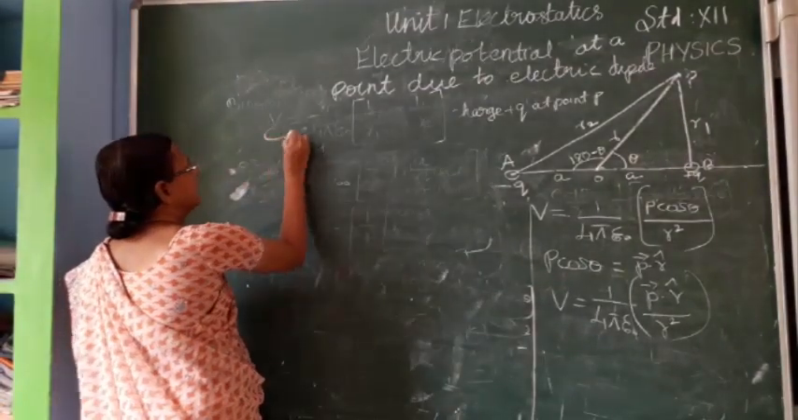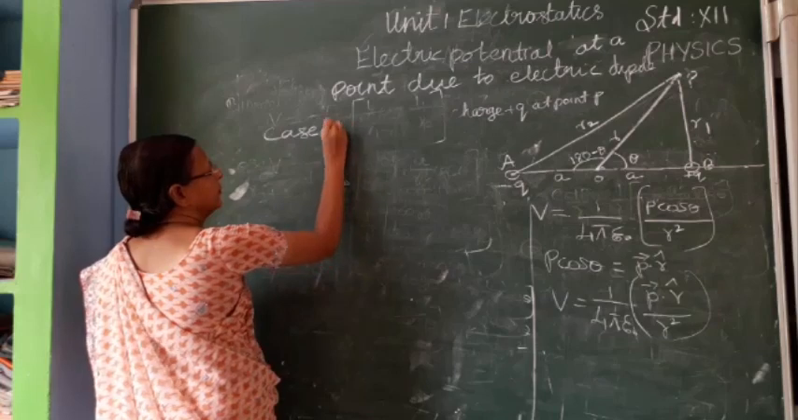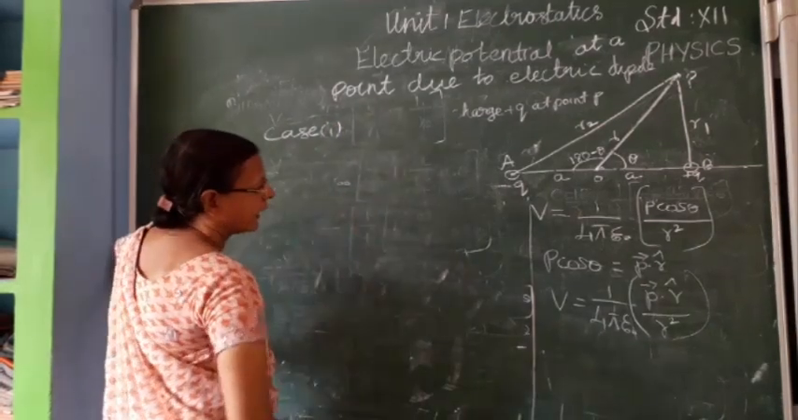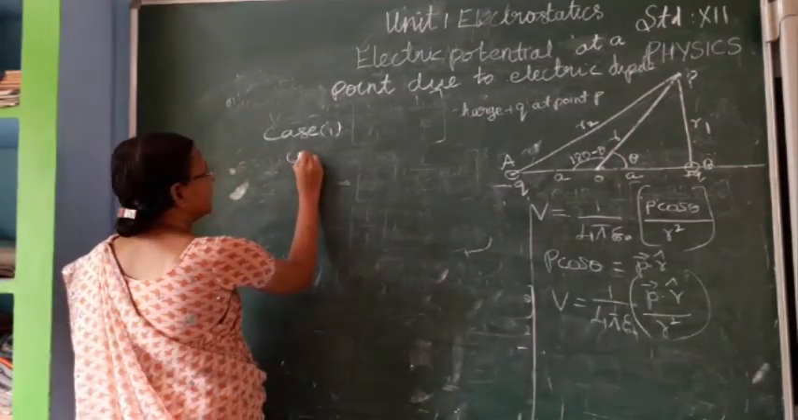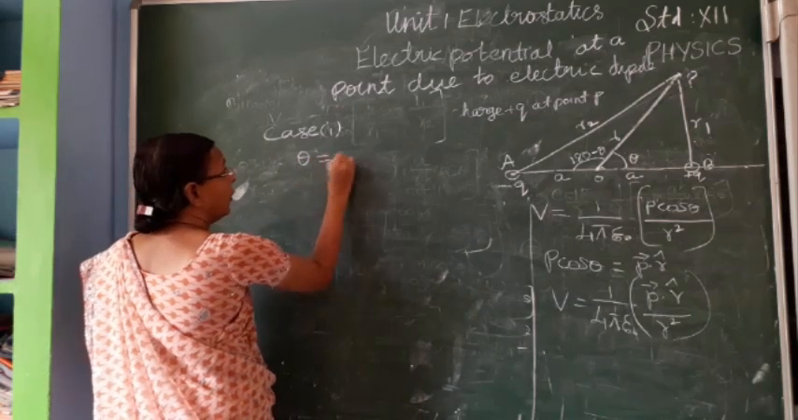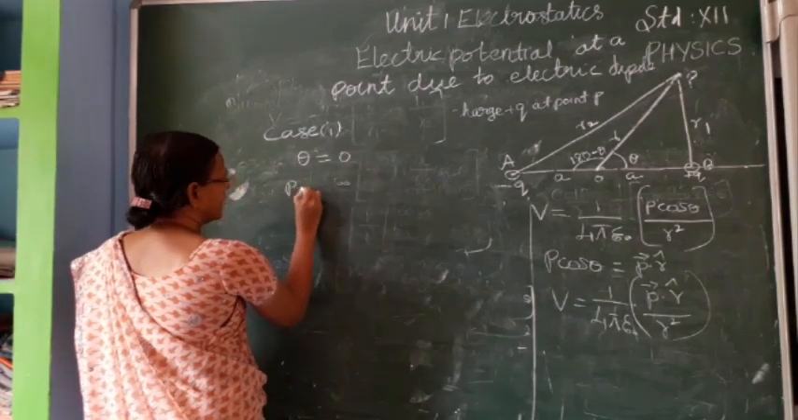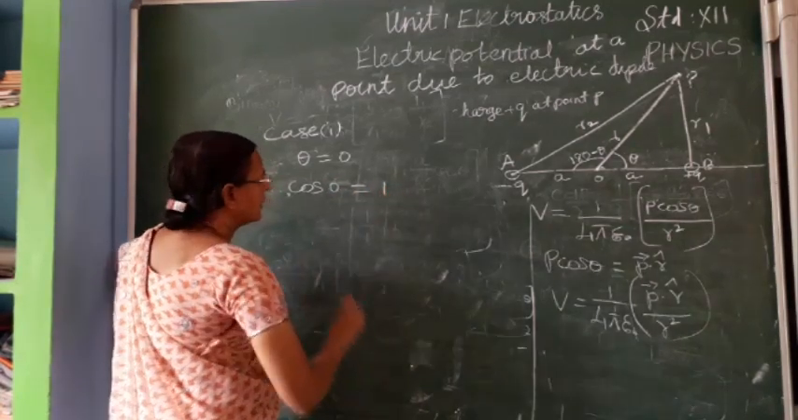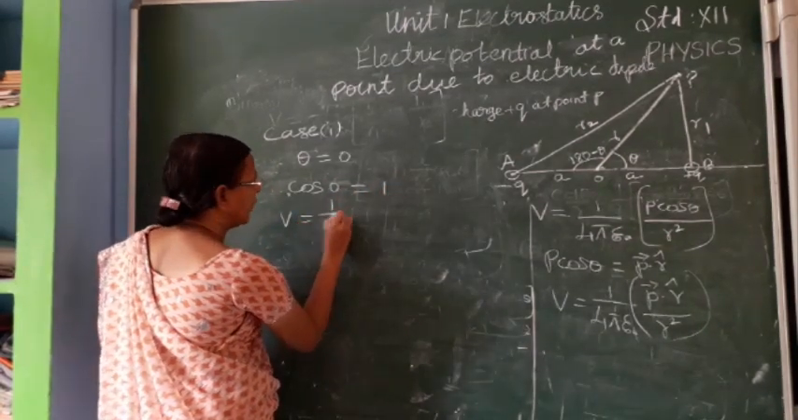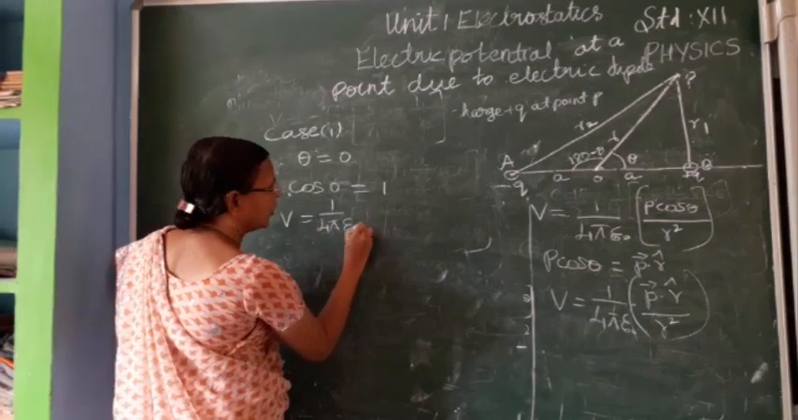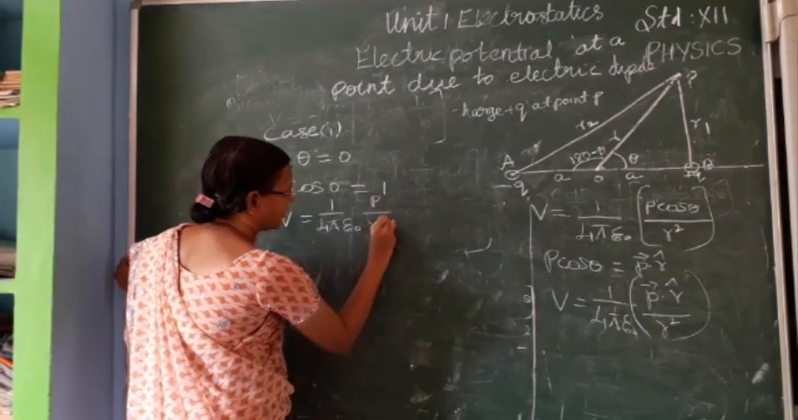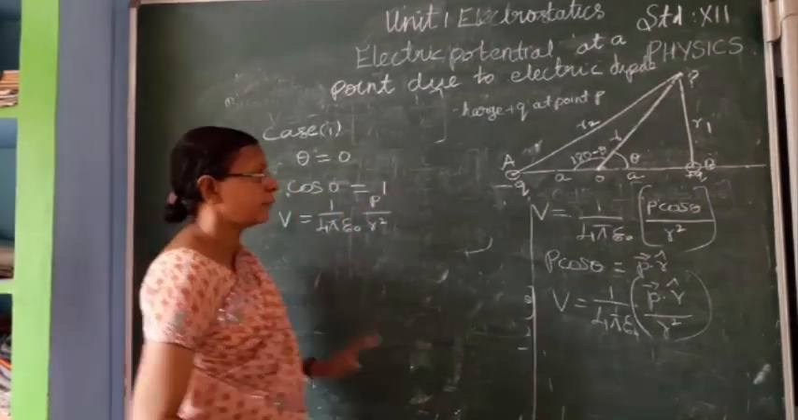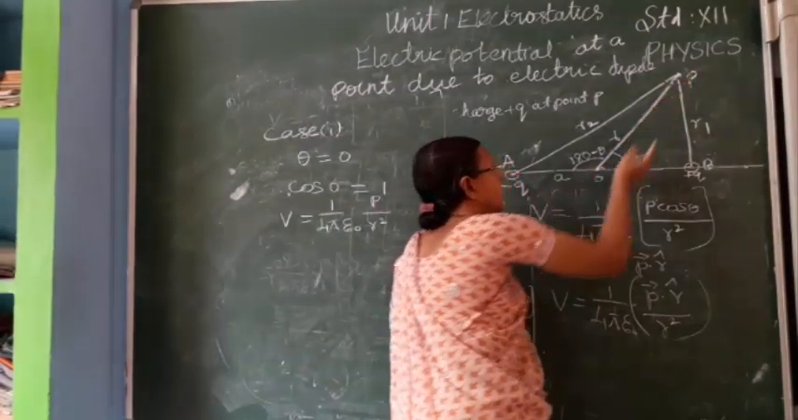Case 1. In case 1, theta is 0, so P cos theta, cos 0 will be 1. So the potential is equal to 1 by 4 pi epsilon 0 times P divided by r square. At the same time, consider the point P on the other side.